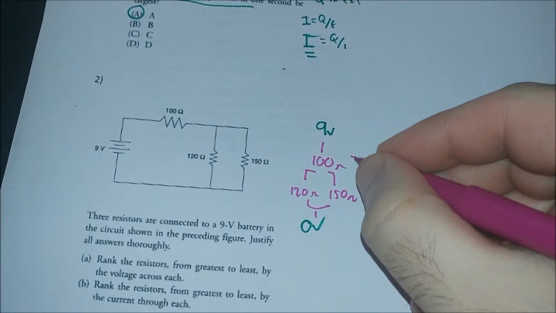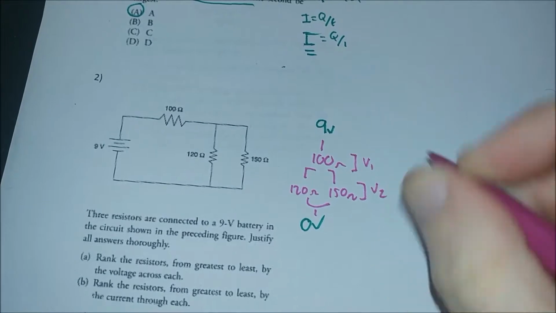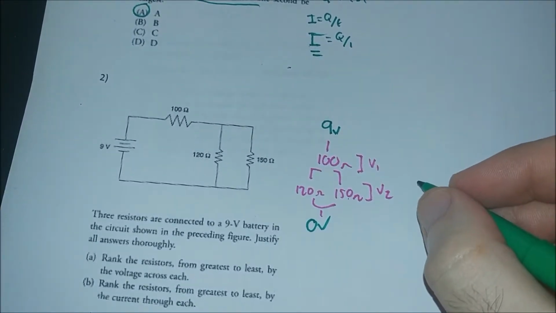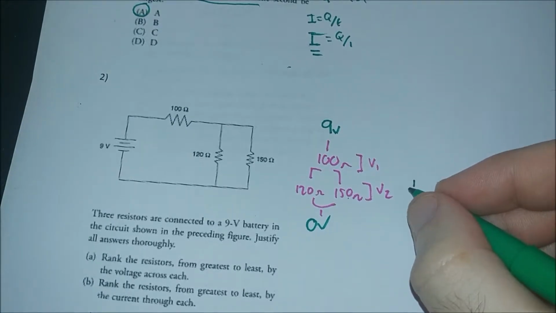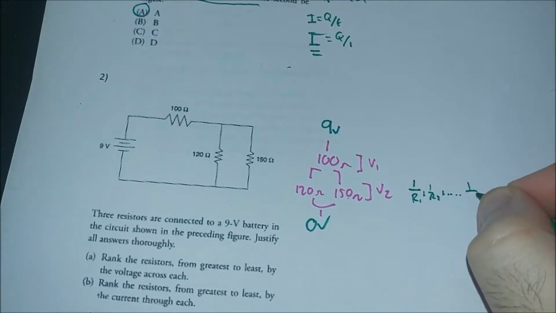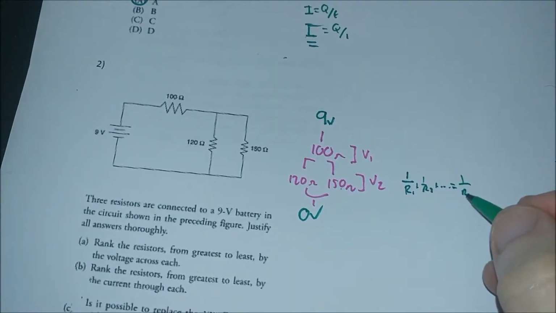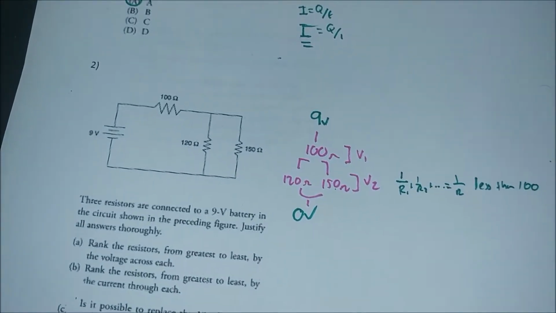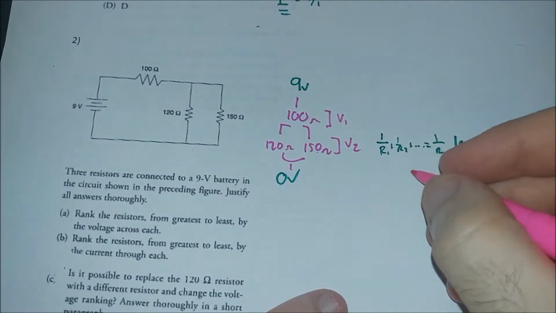Now, I forget the actual number when I did this, so I just kind of use logic. But the V1 for the 100 drop is going to be more than the V2 for the 100 drop, because when you do the resistance for the V2, it ends up being less than 100. And that's why I'm going to use the whole equation, 1 over R1 plus 1 over R2 plus dot, dot, dot. So if you do 1 over 120 plus 1 over 150, and then 1 over that, you get like, I think 66 or 70 or something like that. But it's less than 100.